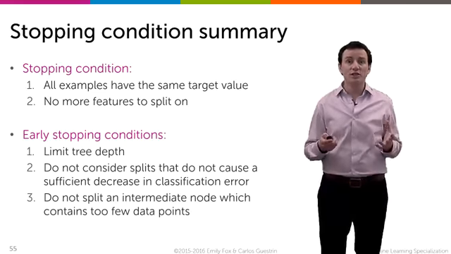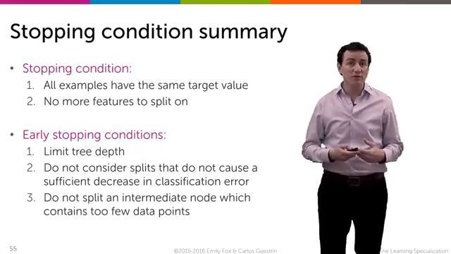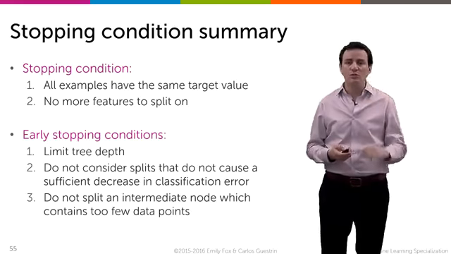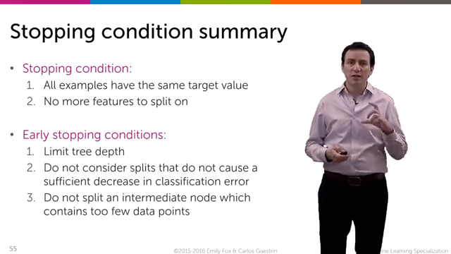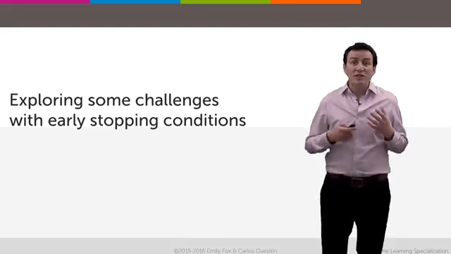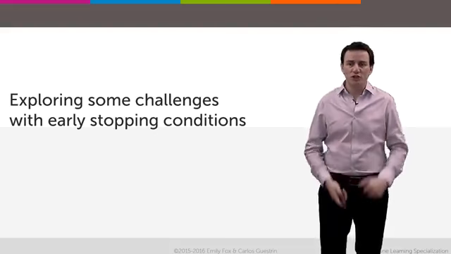We've discussed lots of recursions where you're building the decision tree from the top down. And we discussed two types of stopping conditions, the ones that we should always do, the stopping conditions from the previous module, and the 3 early stopping conditions from this module. Now, let's explore some of the challenges that come about with these early stopping conditions.